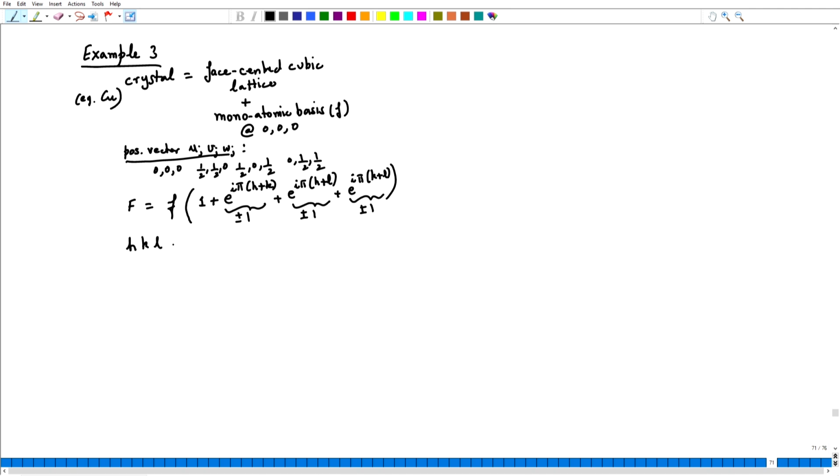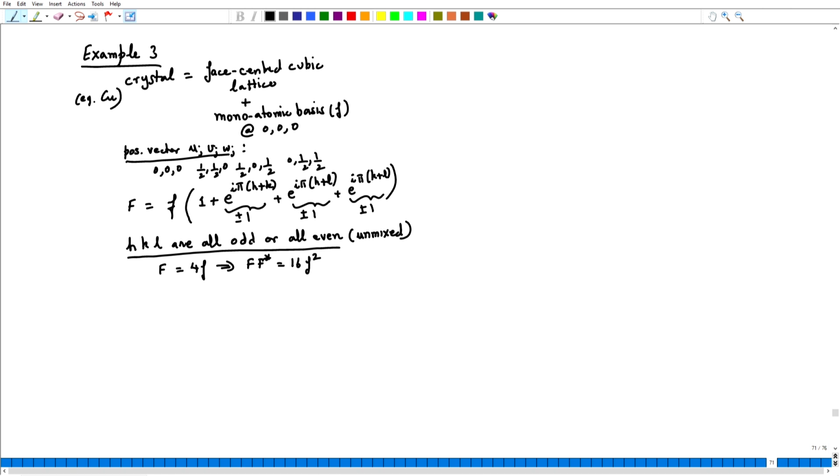h, k and l are all odd or all even, which we also call unmixed, that h, k and l have unmixed numbers, all odd or all even numbers, then each of the exponential terms will be plus 1, and hence f will be equal to 4f, or f star is equal to 16 times f square. Now, here, there is no extinction, so diffraction will take place.